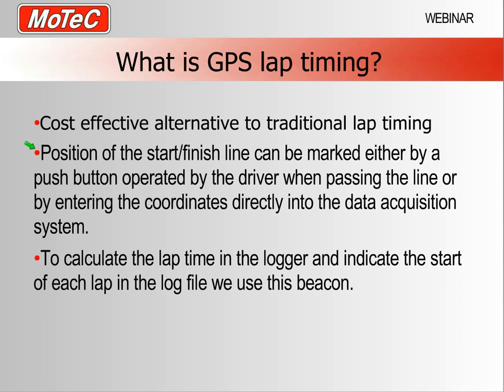The position of the start-finish line can be marked either by using a push button that the driver operates when he first passes the line, or you can enter the coordinates directly into the data acquisition system. What I'm going to talk to you about today mainly is the second method, which is the most common method. You type into the data acquisition system what the latitude and longitude is for the start-finish line, and every time you cross that position, it will actually give you your lap time.